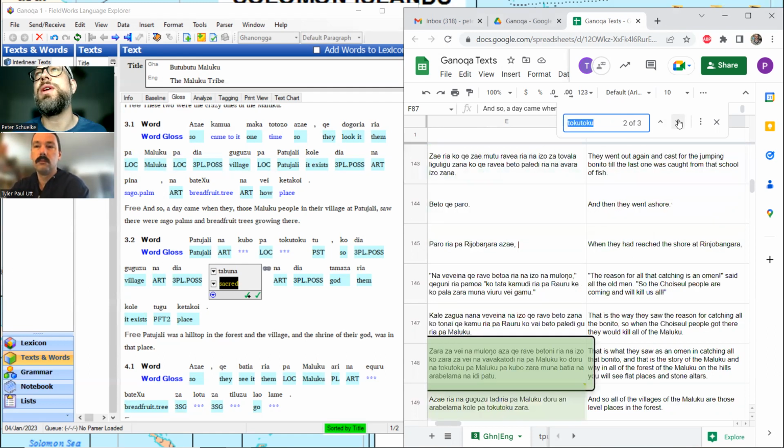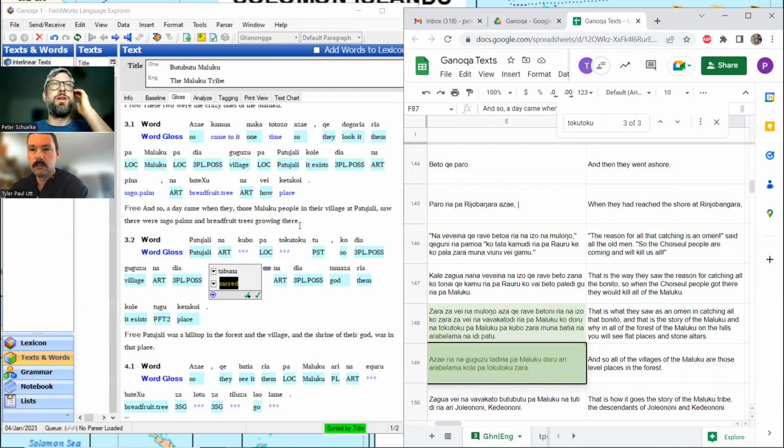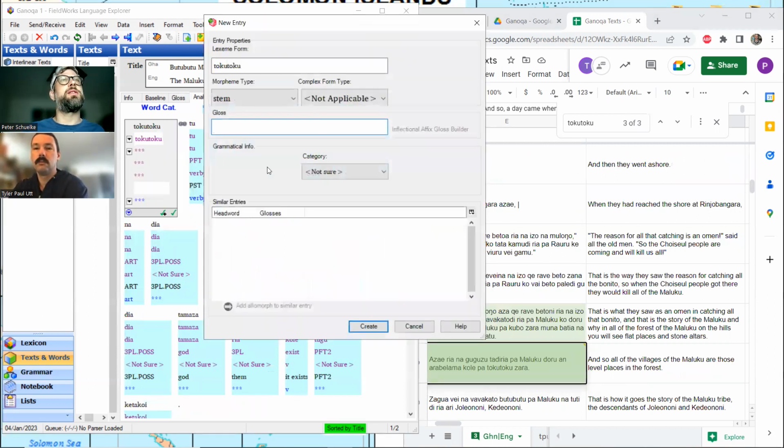So there's the sentence we were looking at. Yes, and here's level places in the forest. So there's no way around it. Toku toku means forest. I'm not even going to break it down into reduplicants. I believe it's a fossilized reduplication.